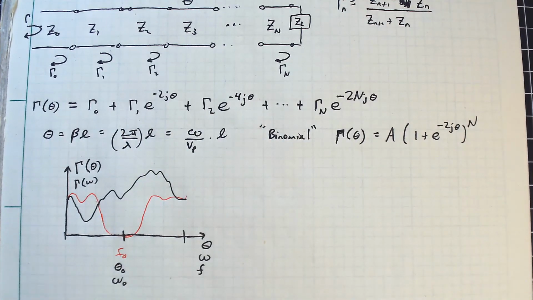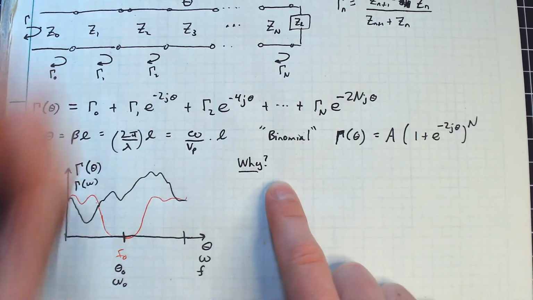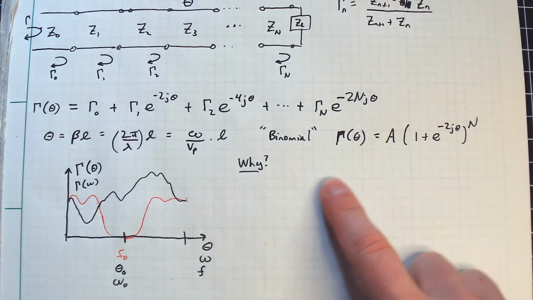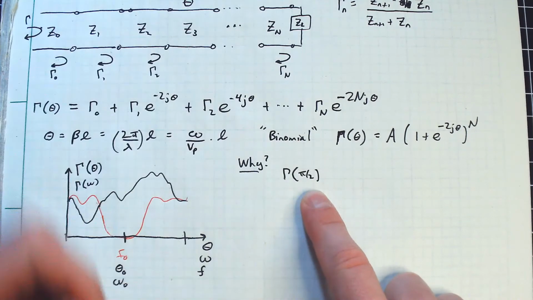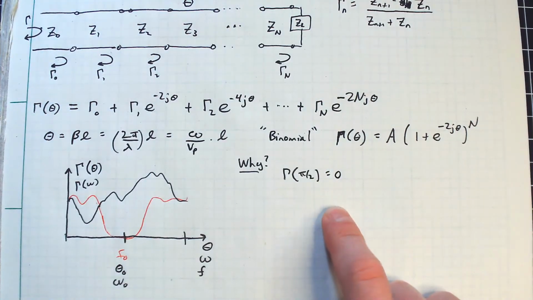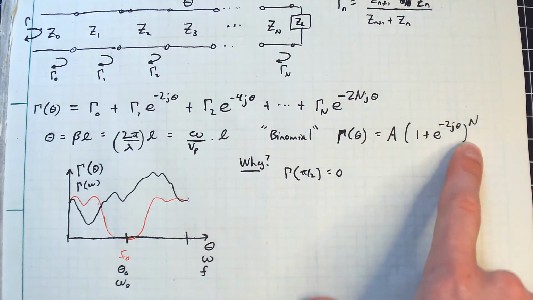So how do I do that? And why would I do that? So the first question is the why. So I'm going to underline that. Why would I want that? Well, one of the first properties is gamma of pi over 2 is equal to 0. So it's going to impose some matching condition at a particular frequency.